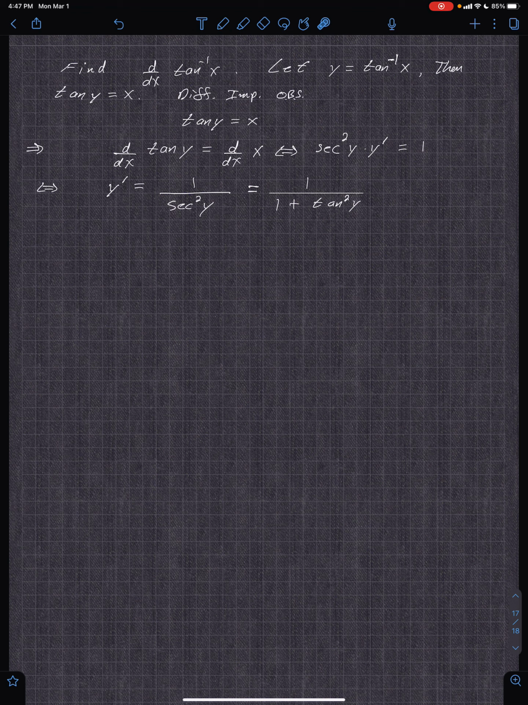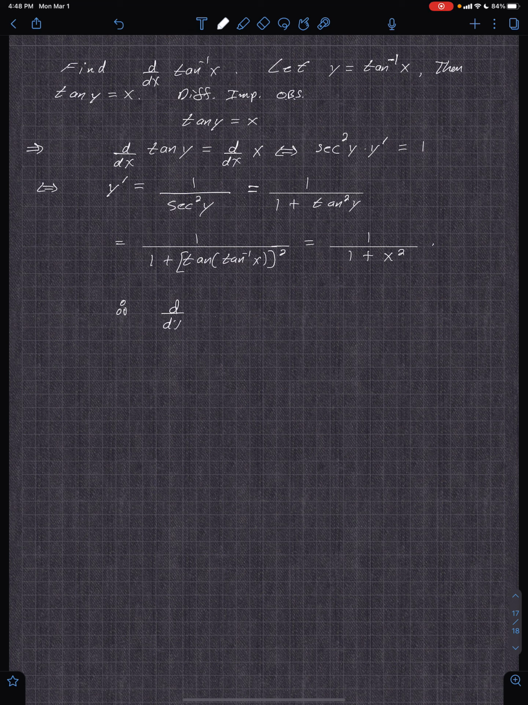And so now what's y? Well, y is tan inverse, and then you get the inverse relationship here. And so this equals 1 over 1 plus tangent of tan inverse of x, quantity squared. And since they're inverses, this is of course just x. So that's 1 over 1 plus x squared. And we have it. Therefore, we've derived tan inverse.